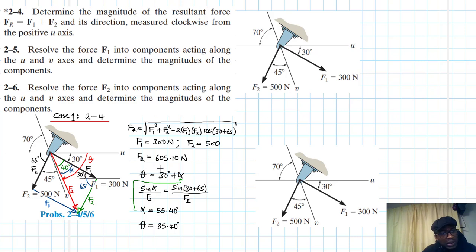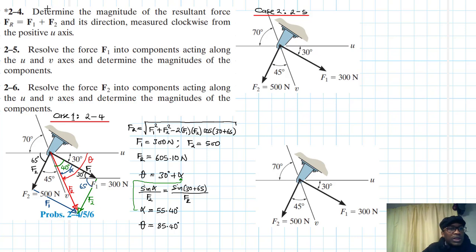We have found the resultant FR. We've also found the direction measured clockwise from the positive axis. All right. So let's go to case number 2. So this one is case 2-5. Great. What are they asking us there to do? Let's check. Here they're asking us to find the components of F1 acting along the U and the V axis.